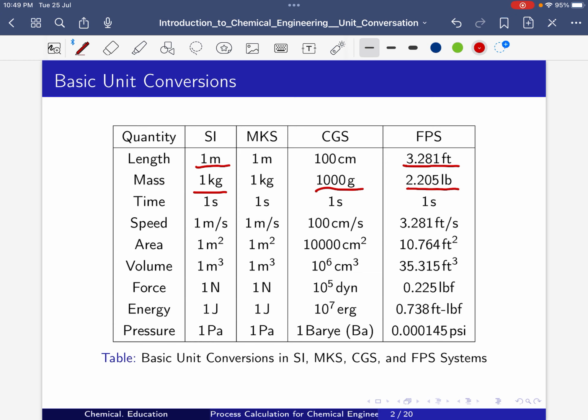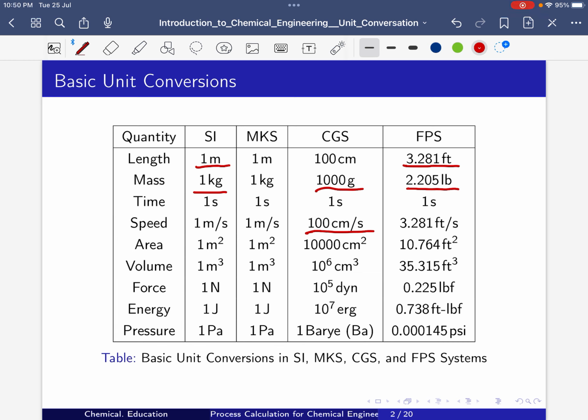Now speed. We know in SI unit it is meter per second. If we convert 1 meter per second to centimeter per second, we know 1 meter is equal to 100 centimeter, so 1 meter per second is equal to 100 centimeter per second. And if we convert 1 meter per second to FPS, that will be 3.281 foot per second.